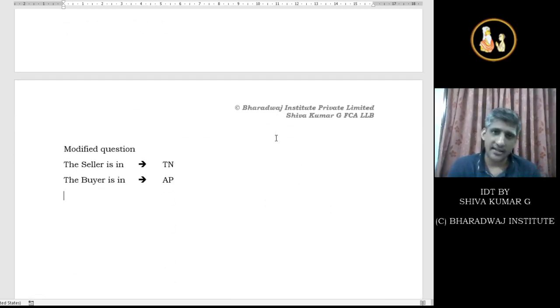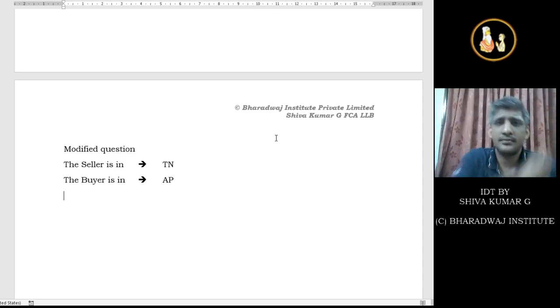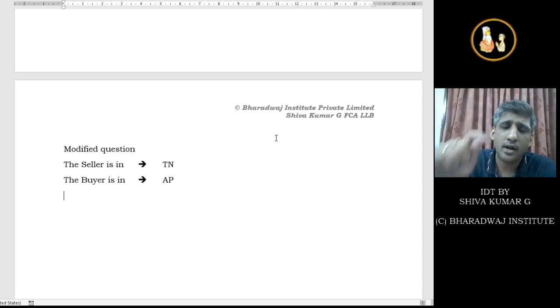Where is the buyer? Andhra. Which means 11,800 rupees is taken from the pocket of the Andhra citizen, which means 1,800 rupees tax is taken from the pocket of the Andhra citizen, which means money taken from the pocket of the Andhra citizen should go only to the state of Andhra. Money taken from the pocket of one citizen cannot go to another citizen.